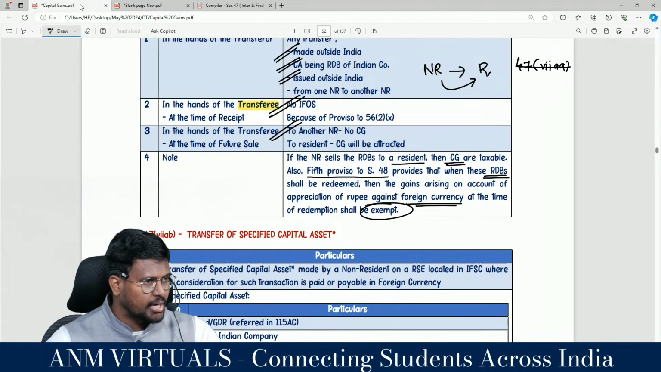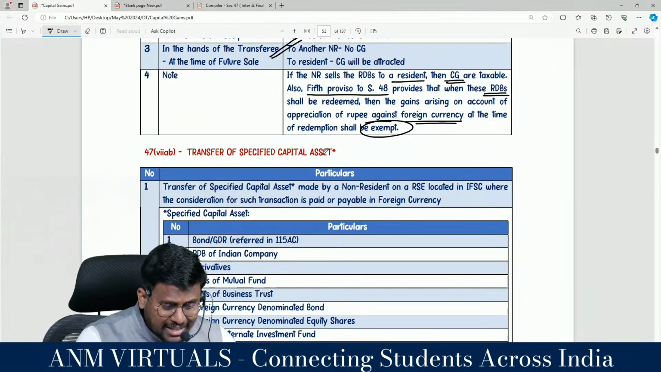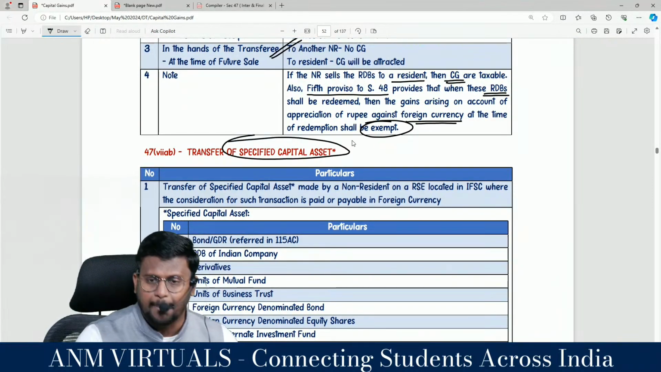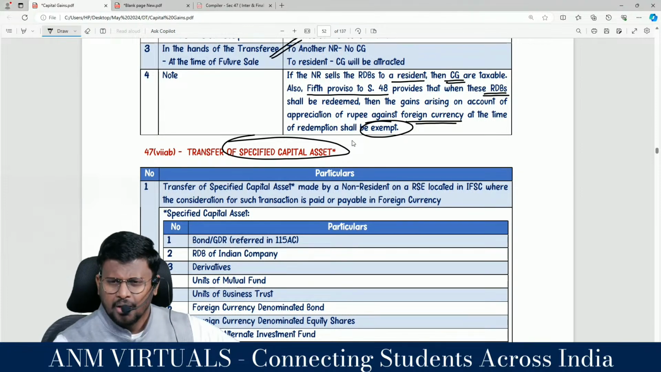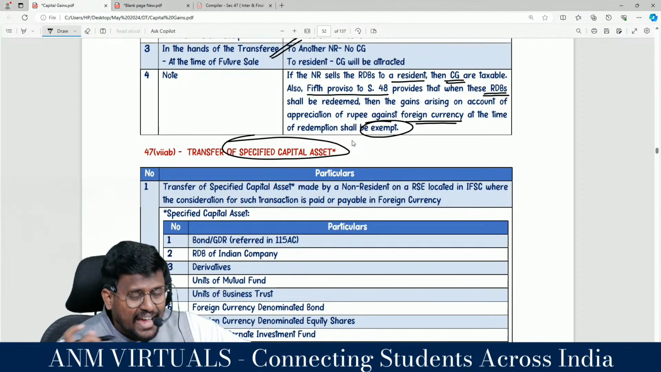With your permission, shall I move to the next one? 47 clause 7AB, transfer of specified capital asset. Transfer of, my dear lovable students, clause 7A, what is the capital asset? Bonds or GDR referred under section 115AC. What is 7AA? Rupee denominated bond.